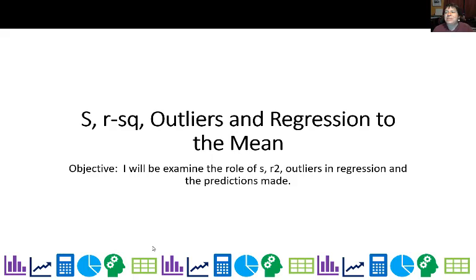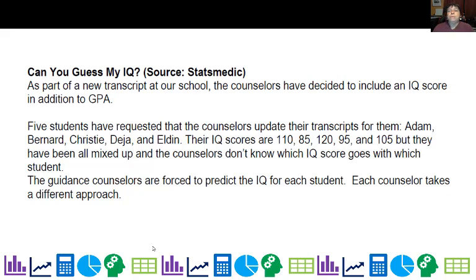Anyways, let's go ahead and get back to our linear regression and our coordinates on the Cartesian plane. We're looking today at S, the standard deviation of the residuals, R squared still, outliers, and a thing called regression to the mean. So first of all, let's give you this scenario. I got it from StatsMedic, a great source.